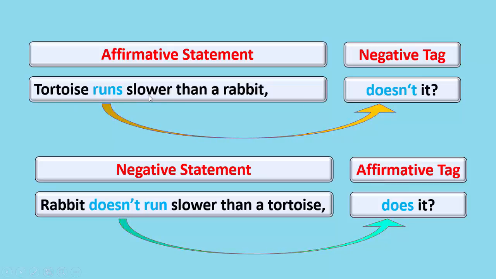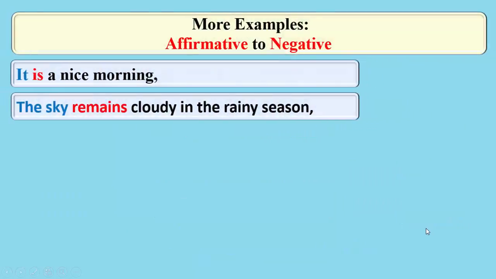Tortoise runs slower than a rabbit, doesn't it? Here the statement is in the affirmative form, so the tag question is in the negative form. The negative form of the verb runs is doesn't. Again, if the statement is in the negative form, rabbit doesn't run slower than a tortoise, does it? Here the verb is in the negative form, so the tag question is in the affirmative form. Again, look at more examples.